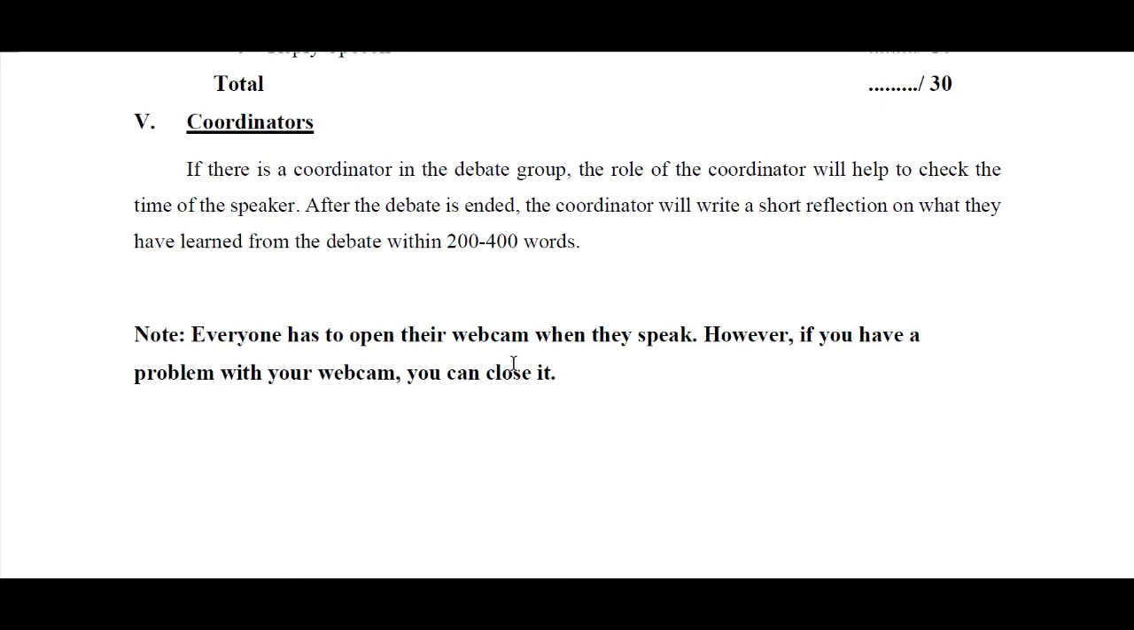They also have to do some work, to be fair to the other students who have conducted the research. So their task is to give a reflection. After the end of the debate, you will have to write a short reflection of between 200 and 400 words about what you have learned from this debate.